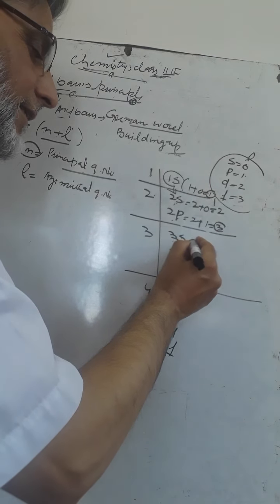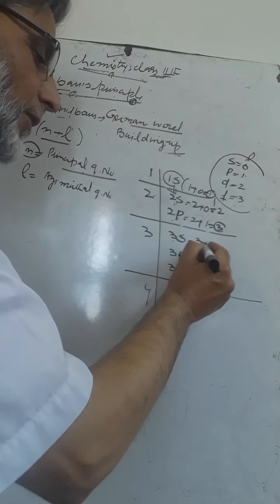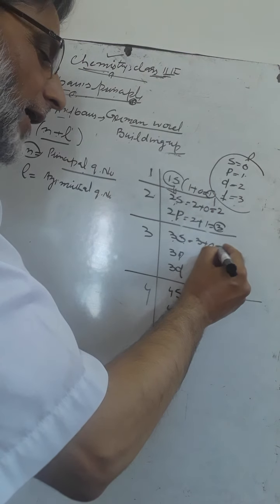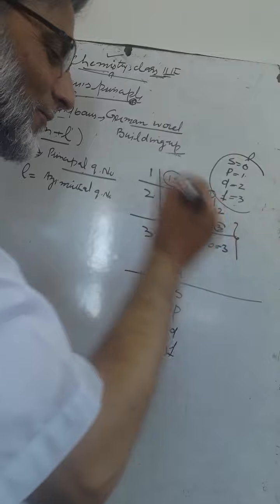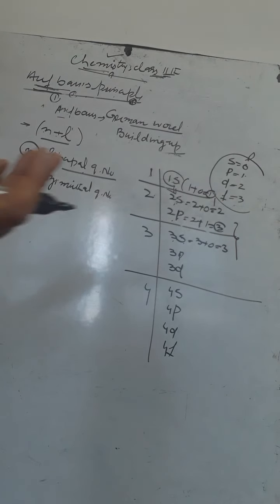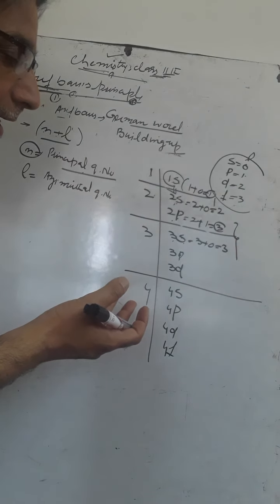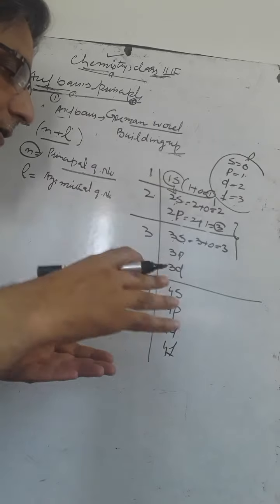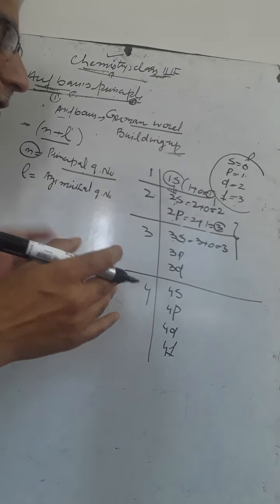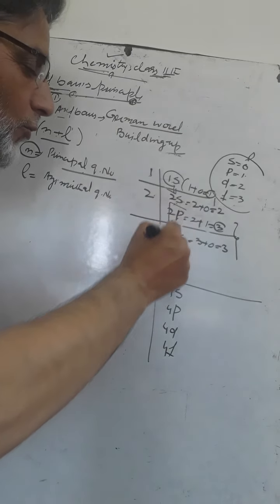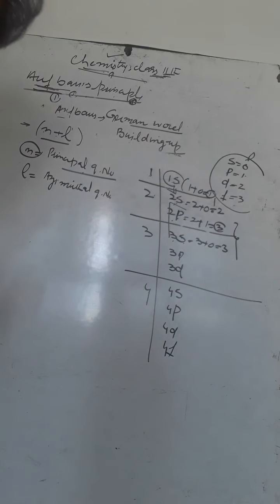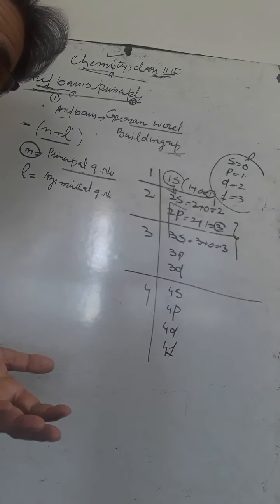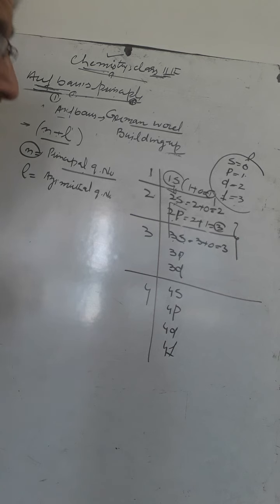Then we have 3s, its energy is 3. 3 plus the s value, which is 0, it is 3. Now there's the confusion, isn't it? When we are saying that electrons are filled in the orbitals in order of their increasing energies, so far as these two are concerned, 2p and 3s, they are having the same energies.